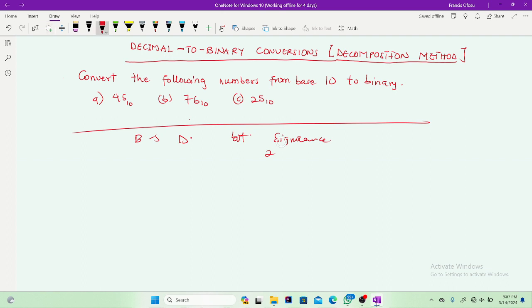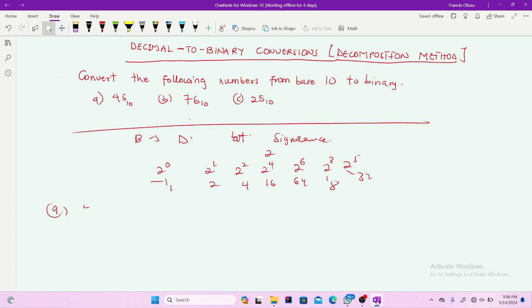So the powers of 2, what are they? 2 to the power 0, 2 to the power 1, 2 to the power 2, 2 to the power 3, and so on, up to 2 to the power 5. So these are the powers of 2. This is giving me 1, 2, 4, 8, 16, 32, 64. If you have any given number, you can decompose it into the sum of these, and after that you can convert it easily to binary. So let's take the first one, A.